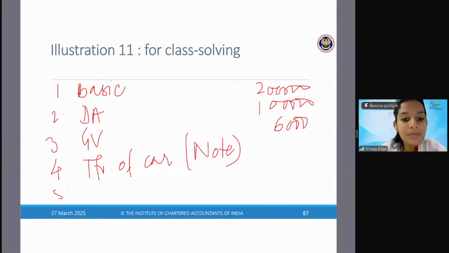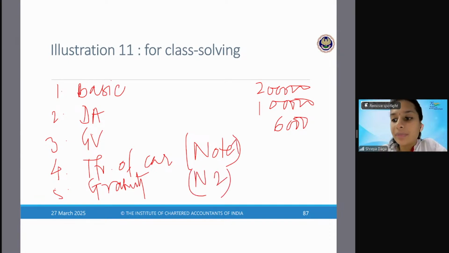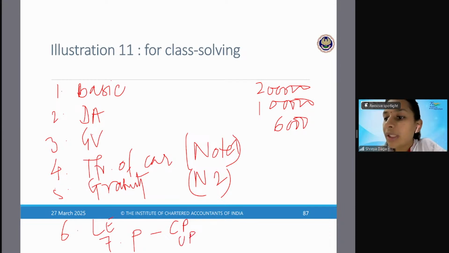Similarly, for gratuity, we will go and calculate. If this is note 1, we will calculate that in note 2, and we will come and put the value here. For leave encashment, we will do the same thing. We will calculate and come back. For pension, we will do the same thing. Commuted pension, uncommuted pension, we will calculate and come back. Uncommuted pension, you can put right away, 5,000 per month into 2 months because he got it for February and March. So that you can calculate right away and put over here. Uncommuted is anyway fully taxable. The others you will calculate and come back.